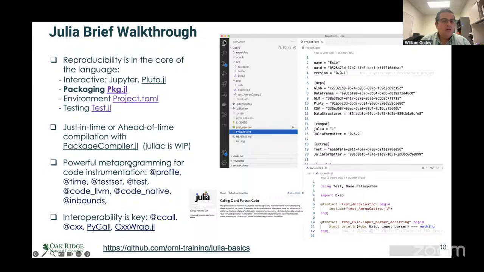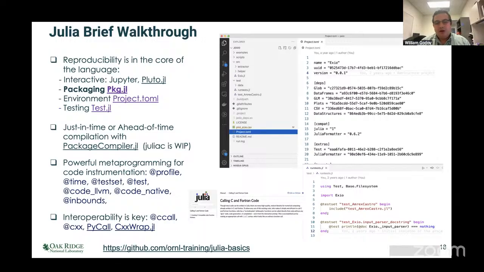And all this is done through powerful metaprogramming for code instrumentation. So if you're testing your idea, you have your algorithm, but then you want to learn more about your code, and that doesn't belong to your domain. For example, I want to profile my code, I want to time my code, or, like I showed you, I want to inspect what the compiler is doing. Am I using the right types? It's a typed language, by the way. It's dynamic, but typed, unlike Python.